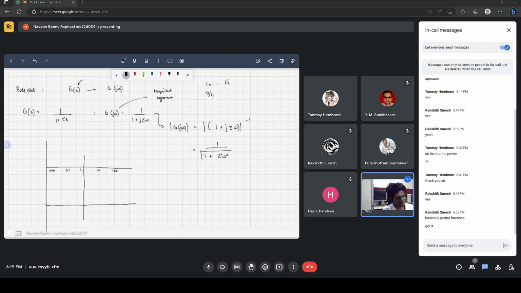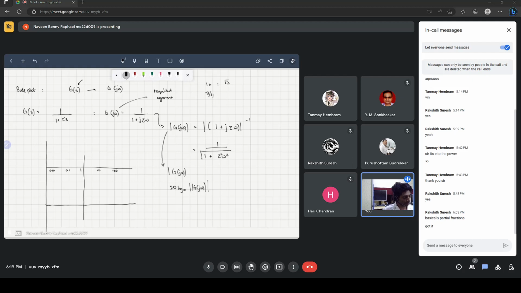The reason we do this will be clear in a while. Additionally, we do not really plot the modulus of G(omega). We actually plot 20 log 10 of the modulus of G(j omega).